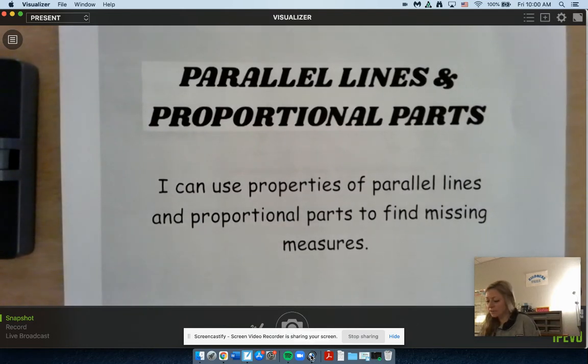We are on our next video lesson here in Chapter 7. We are going to be talking about parallel lines and proportional parts. So we're going to take a step away from our similar triangles, even though these kind of look like similar triangles in a way, but we're going to take a step away from there.